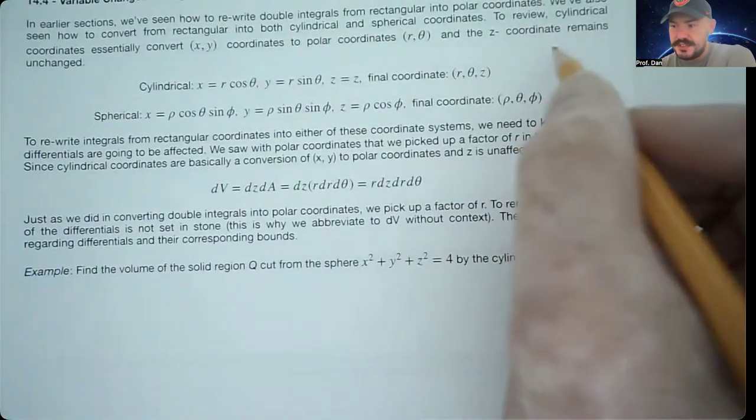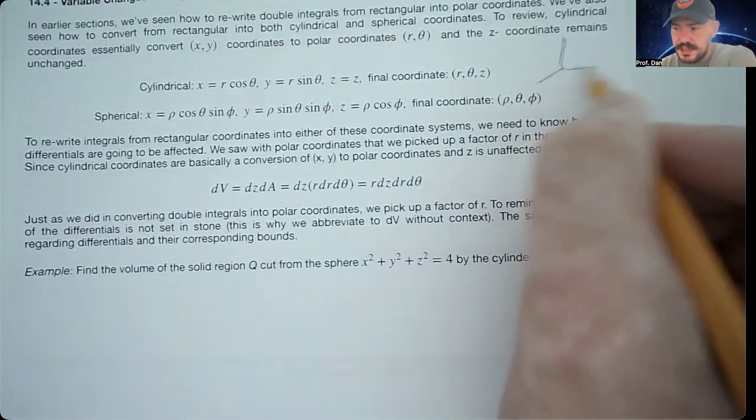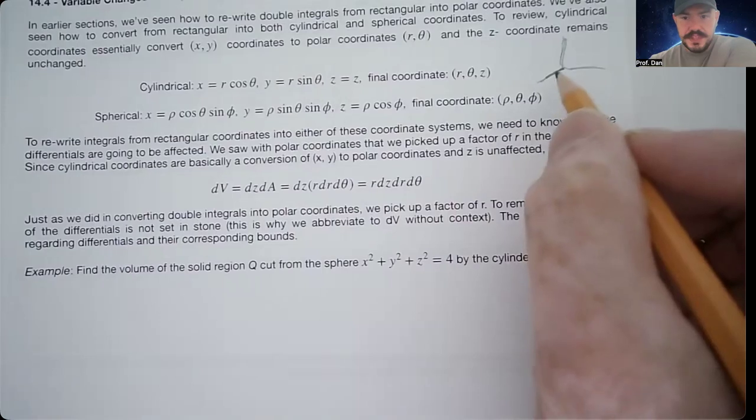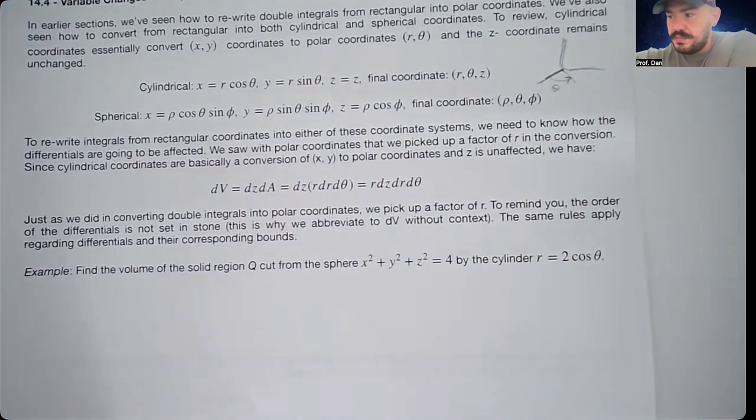So remember, that's kind of like if I'm in three-dimensional space, I'll go out an amount. That'll be the r. I'll go around a certain angle. That'll be the theta.